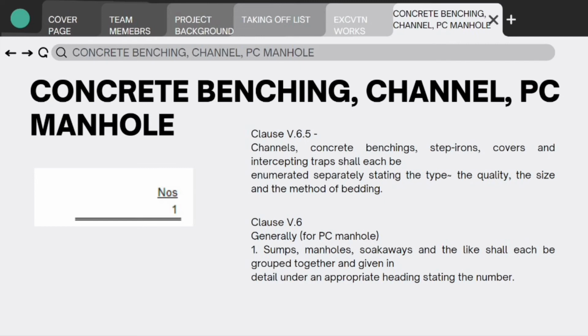For precast manhole, it shall be given in accordance with clause V.6.1. Manholes, soakaways and the like shall each be grouped together and given in detail under an appropriate heading stating the number. For our project, precast manhole for MH1 is only one number, and for MH5 is also one number.